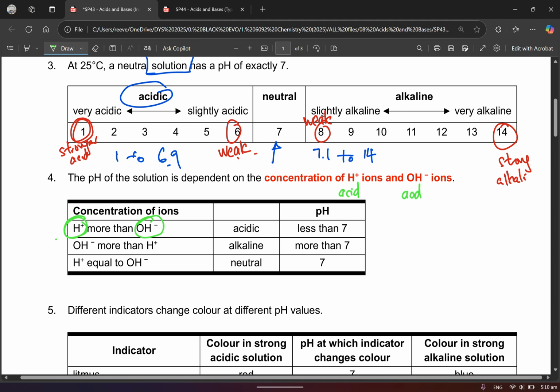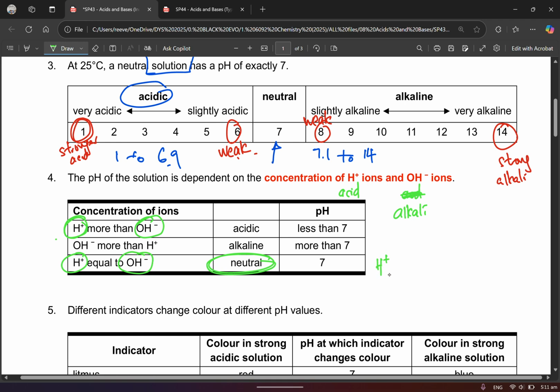So these are the two important ions that give rise to what is an acid and what is an alkali. So when you want to see whether something is acid, you look at H plus. When you want to see whether something is an alkali, you look at OH minus, because that's the definition. So when we look at these two, we can actually also look at something that's neutral. What does that mean? It means that these two ions are equal in concentration, equal in amount. When they are equal in amount, the pH is 7.